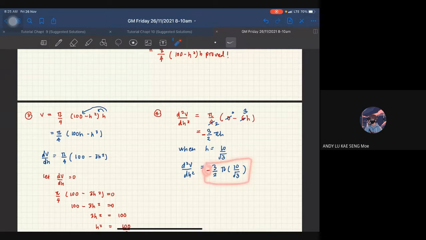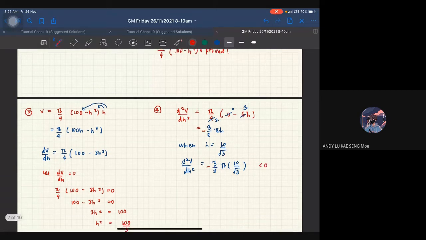So bila less than 0 maksudnya betul lah H equal to 10 over cert3 will give the maximum volume. Okay, so tulis conclusion dengan betul. So H equal to 10 over cert3 will give the maximum volume.